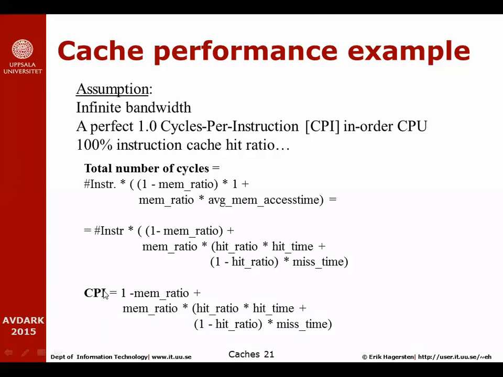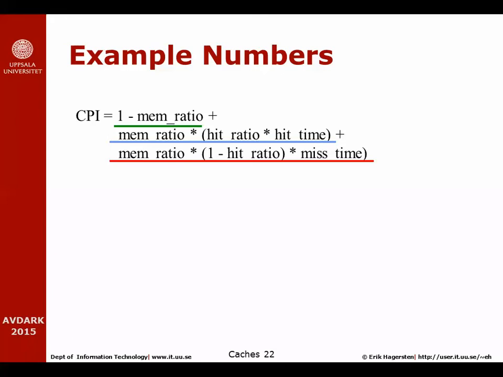So the CPI for this very simplistic architecture has the components: this component here, which is the non-memory instructions, and then this line here, which are the memory instructions that hit in the cache, and this line here are instructions that miss in the cache. It's very third grade math, quite simple. So here you have that in equation again.